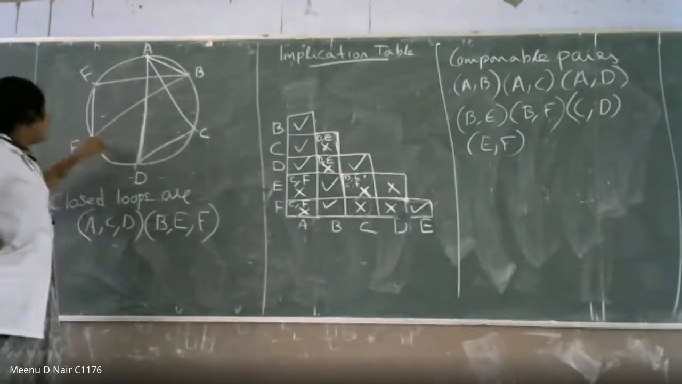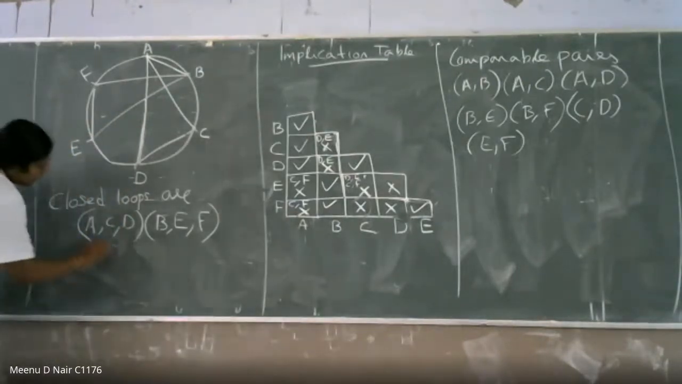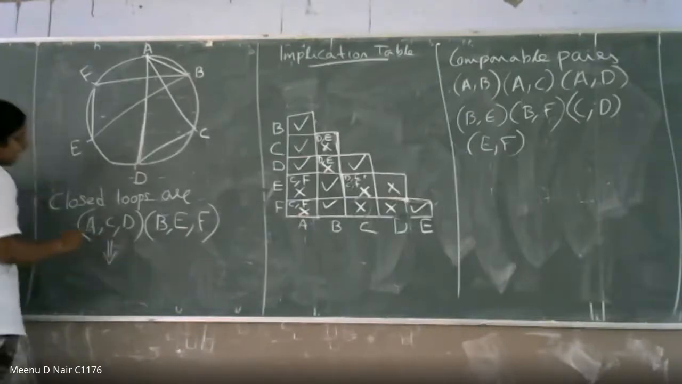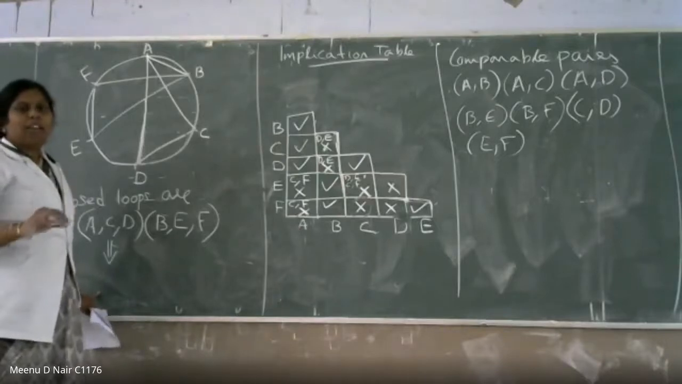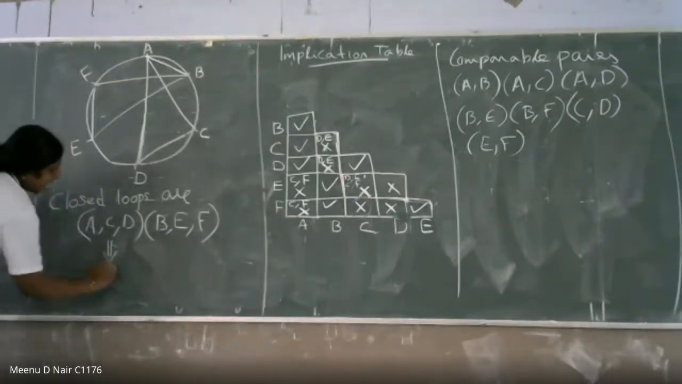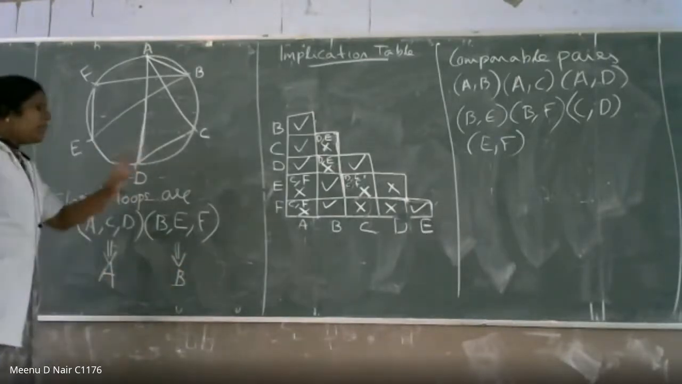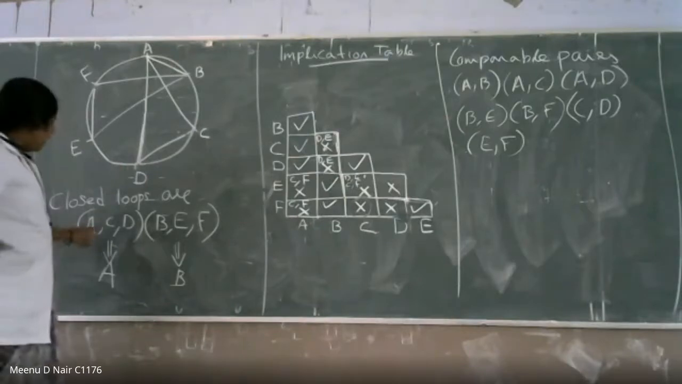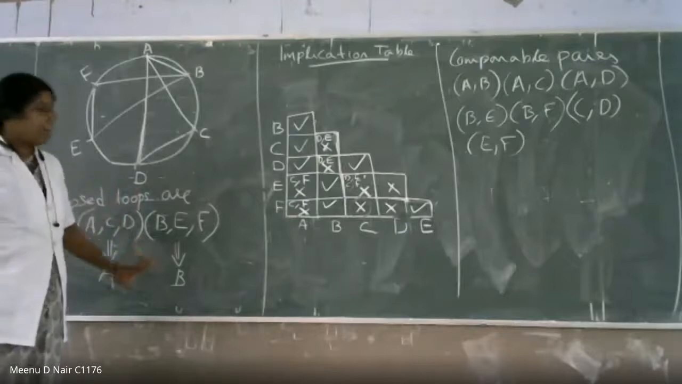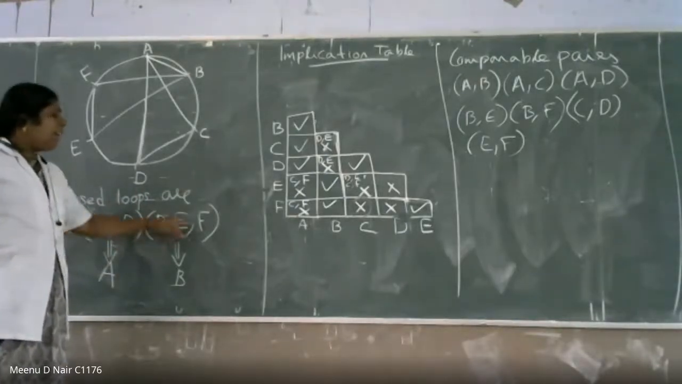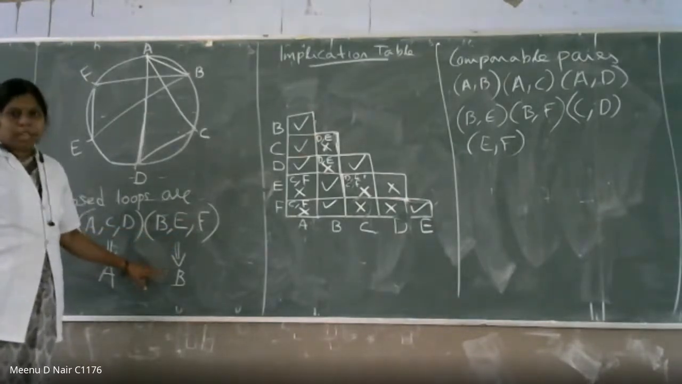Second one is B, E, F. You have two closed loops. So this A, C, D closed loop means that A, C, D have the same value. Wherever you are, suppose you name it as A, and this as D. So in the primitive flow table, wherever you are getting A, C, D, you are replacing A, C, D with A. Similarly, wherever you have B, E, F, you are replacing B, E, F with B. This is the meaning.